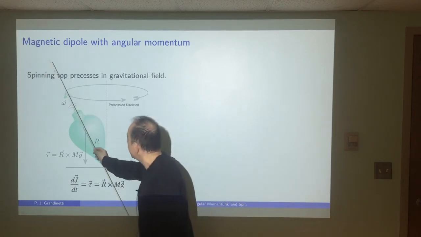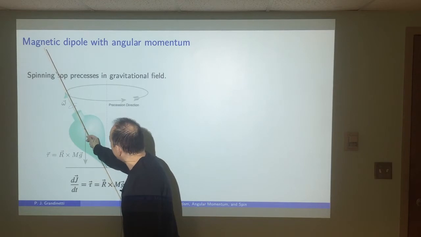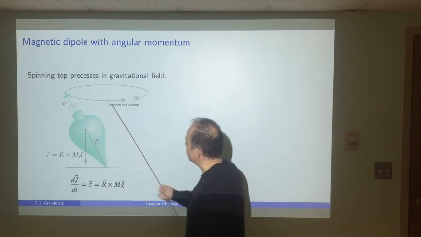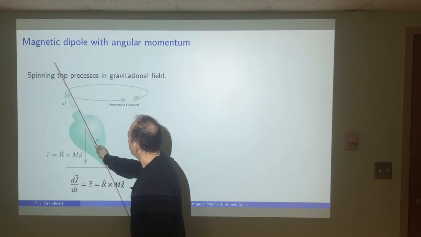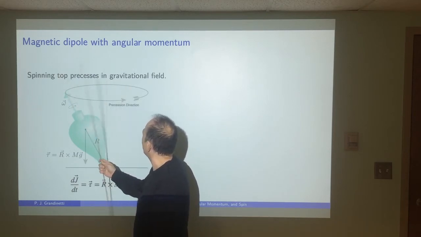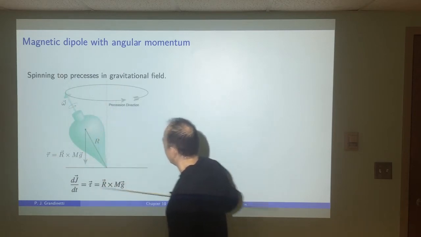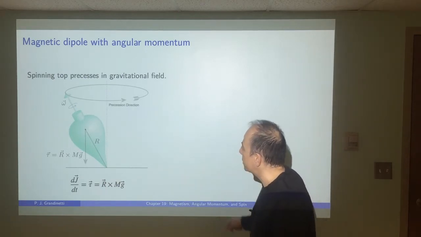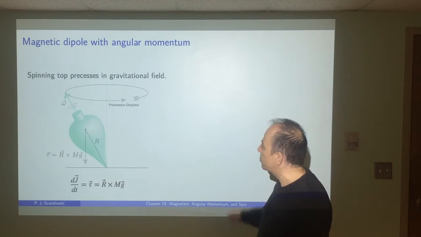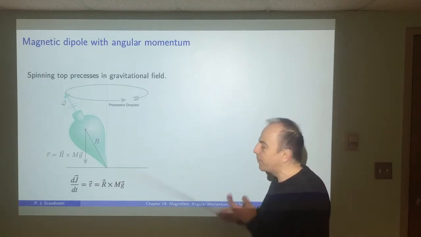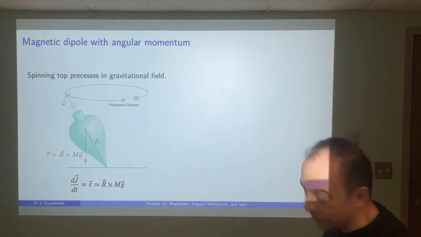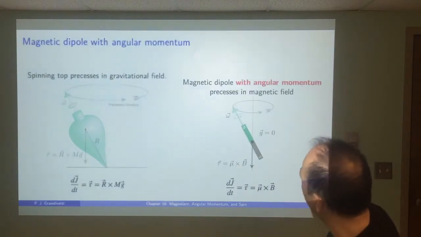So if this object has a total angular momentum and it's spinning with some angular velocity vector, you can work through the equations and you can see that this top will precess around the direction of the gravitational field like this. This is something I work out in the notes, and you can see how we can derive this precessional motion. But this is an example that you're already familiar with. Everyone has played with spinning tops and knows how they precess in a gravitational field.